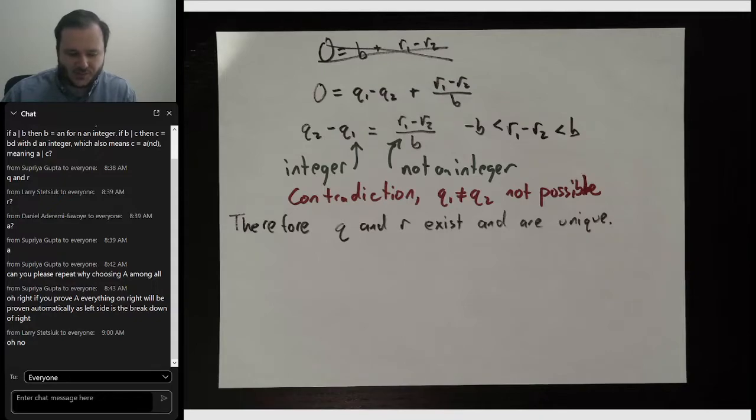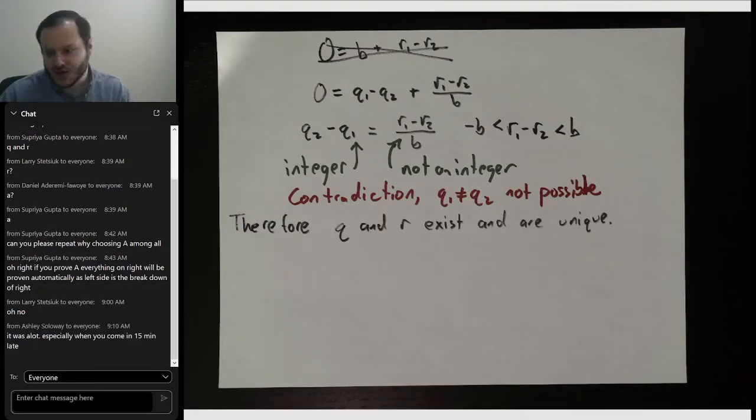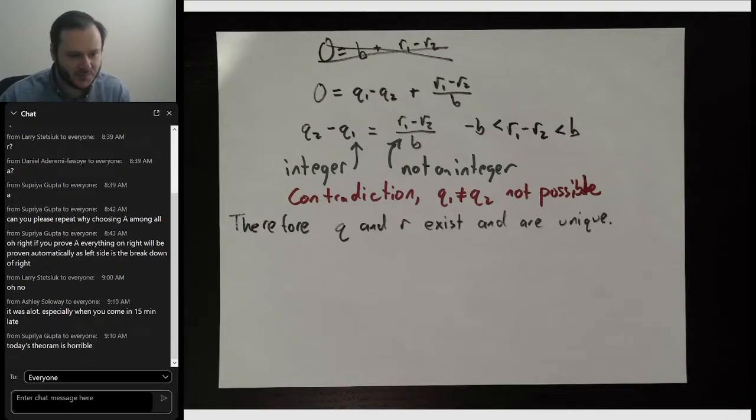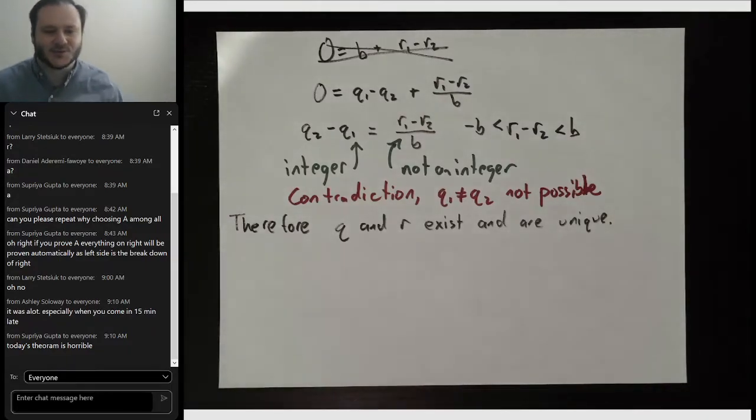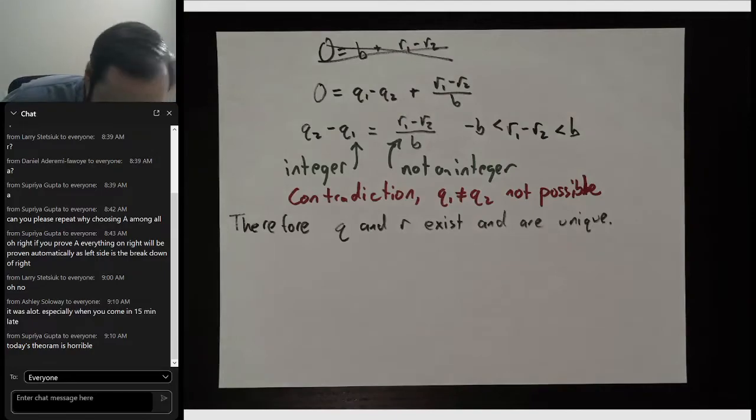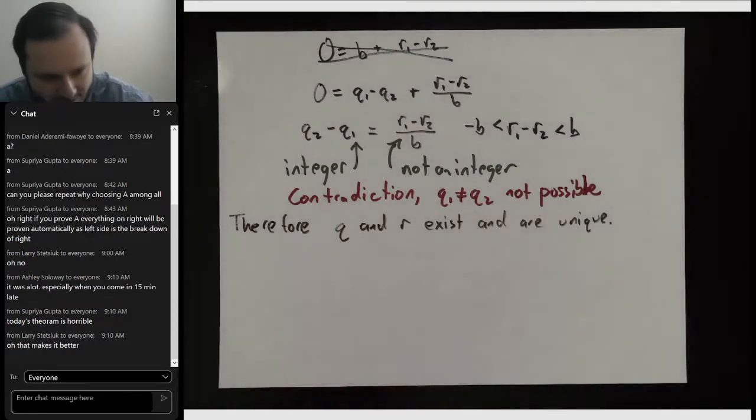A couple of people just left the meeting. And I like to think that they were like, proof was just too much. I'm done for the day. Can't handle anything else. Which is a shame, because now we're going to get to the good part. Today's theorem is horrible. No, the theorem is nice. The proof is horrible. Important to separate the two. Okay, we're back.